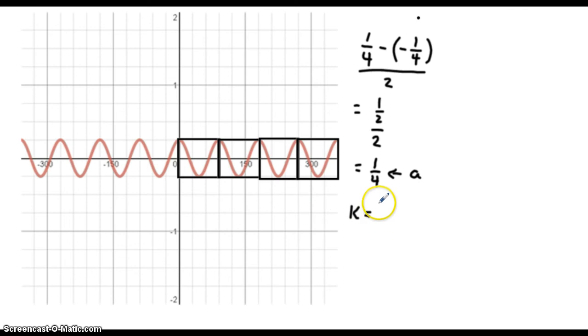Again, k represents the number of cycles that occur in our usual period for cosine when it isn't transformed, which is usually 360. But in this case, since we have transformed it, we have 4 cycles occurring, so k is 4. We can then write down our algebraic model. F of x is equal to, the amplitude again was 1/4, cos 4x.